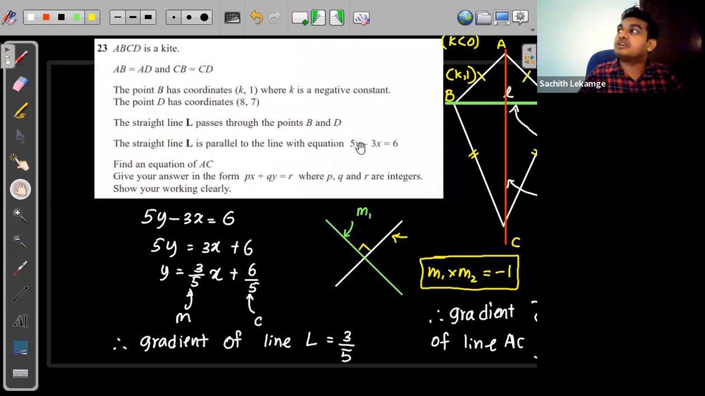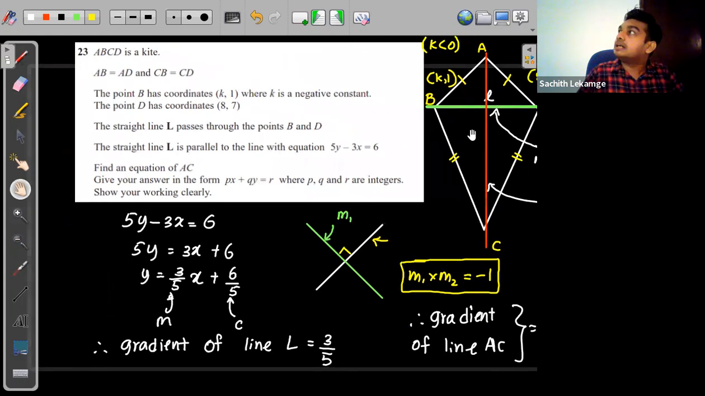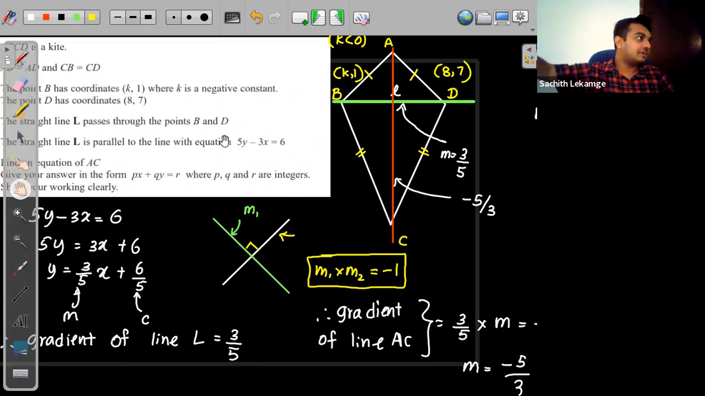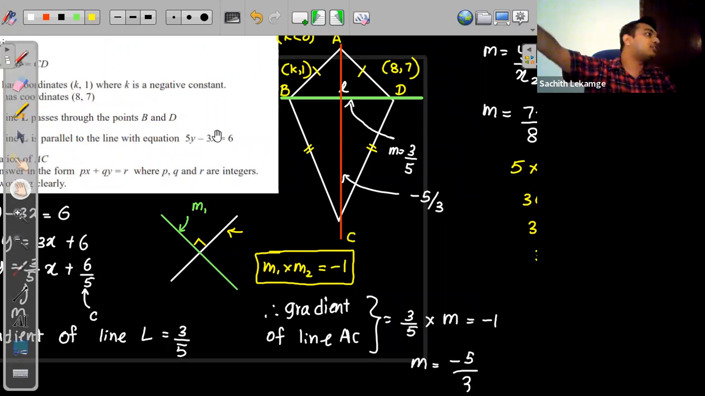L passes through B and D, not this one. Read the question. The straight line L passes through B and D, then the second point they say, straight line L is parallel to the line with equation 5y minus 3x. Not that one. L is not 5y minus 3x equals it. Got it? Now it's clear to you. They gave this to find the radius of it. That's it. Nothing else.